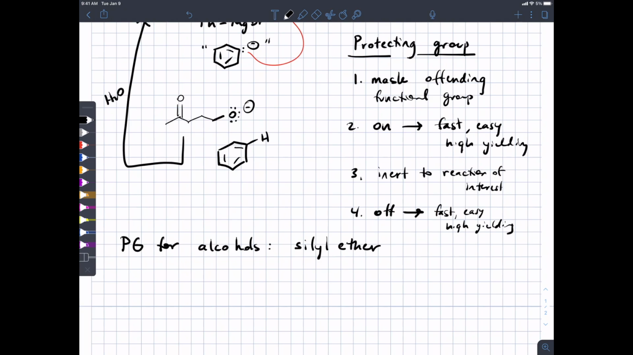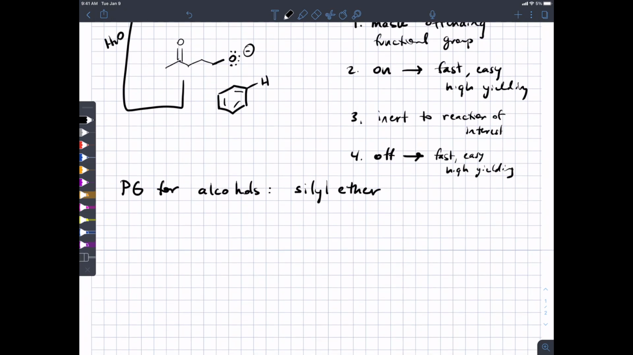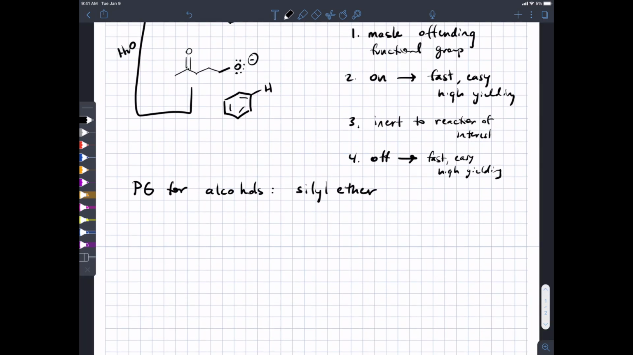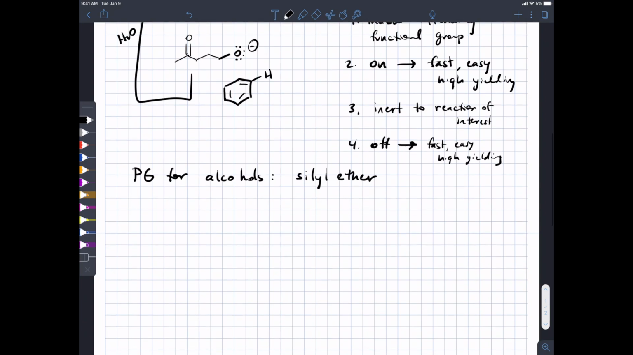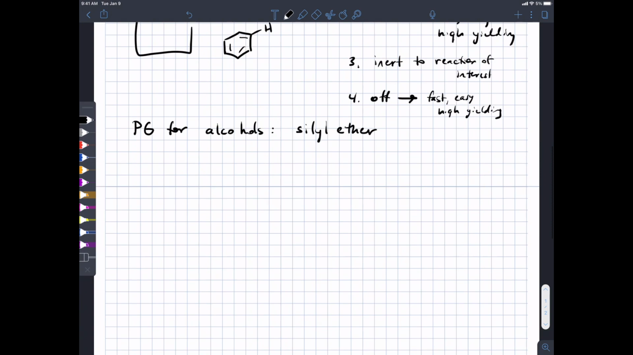Remember, ethers are an oxygen bonded to two carbons. A silyl ether is an oxygen bonded to a carbon and a silicon. Silicon is from the same column of the periodic table as carbon and has similar chemistry, though it's easier to break an oxygen-silicon bond than a carbon-oxygen bond. So let me show you the reagent we will use to make the silyl ether.